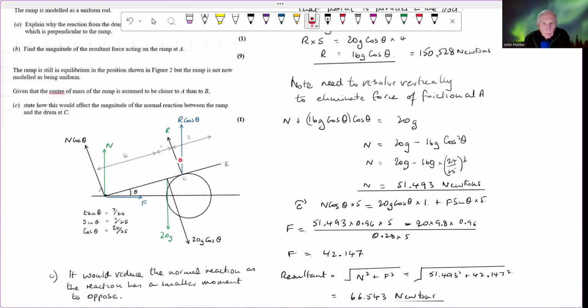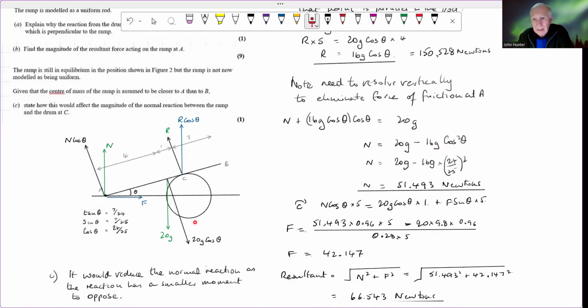So that's good. So we've found R. The reason we're finding R really is in order to be able to find this normal reaction here. Because now, if we look in the linear sense at this, what have we got? We've got this, this, and this. So looking at linear forces is always a big part of these moments problems.